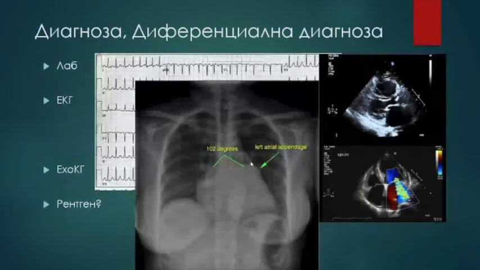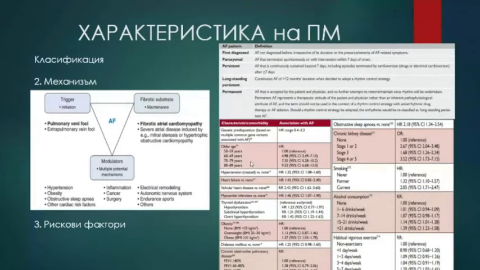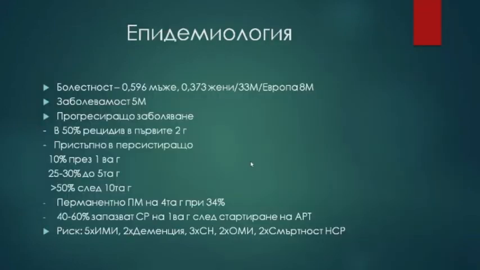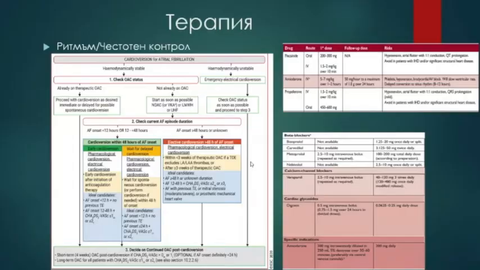So, what do we do next? We have to restore the rhythm and prevent stroke, right? Yes. This is the theoretical base of atrial fibrillation, the mechanism, the classification, and the risk factors. Associate Professor Ivanova is going to discuss with you the different types of arrhythmia and atrial fibrillation as well. This is the epidemiology, and we have to skip and go to the therapy.